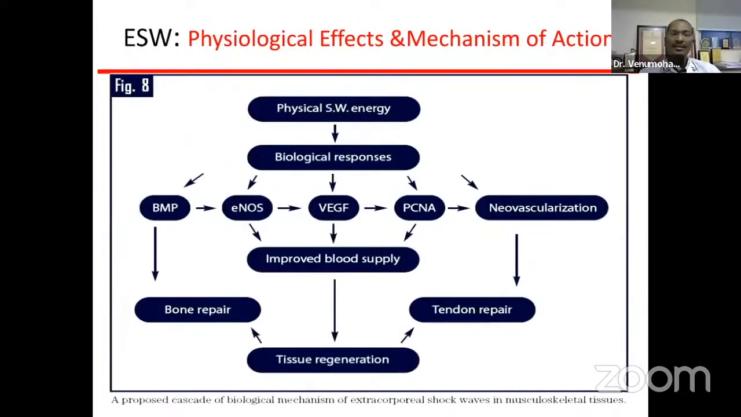Once the physical shockwave energy is supplied, there is a response from the tissue, which we call the biological response, where there is a release of chemical mediators, that is endothelial nitric oxide, vascular endothelial factor, and growth factor. These chemical mediators will improve the blood supply to the treated area. Thereby there will be repair and regeneration of the tissue.